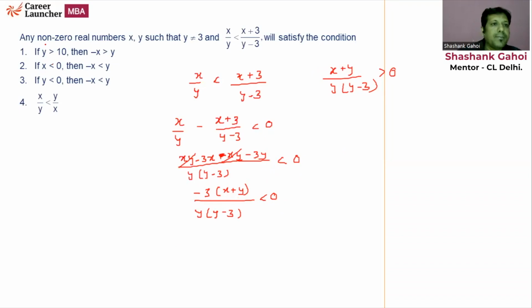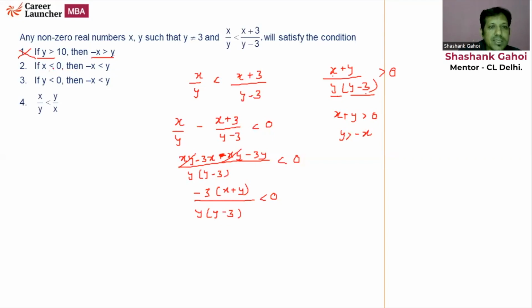Now, first one is saying if y is greater than 10. So if y is greater than 10, then y minus 3 should be greater than 7. So denominator is positive. So if denominator is positive, it means numerator should be positive. If numerator should be positive, it means x plus y should be positive. So if x plus y is positive, it means y should be greater than minus x. And y should be greater than minus x, but it is not true. So first one is false.